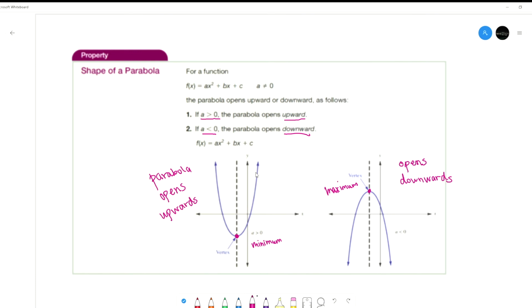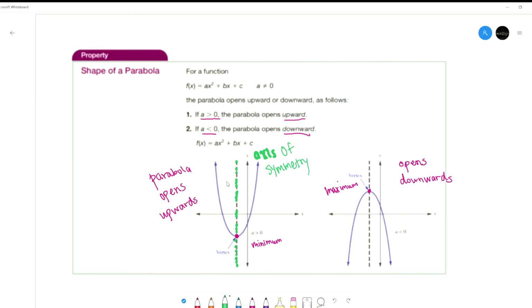Now, another cool thing about a parabola is there's a line going down the middle of it. This is called the axis of symmetry. Let me use a thinner pencil here. Axis of symmetry.